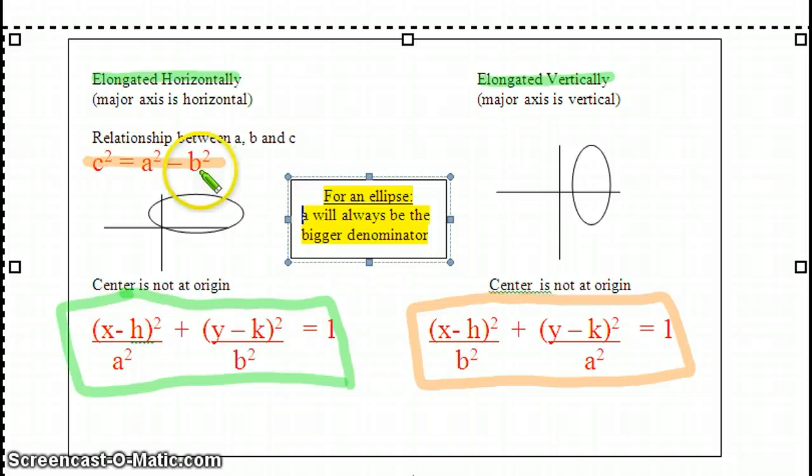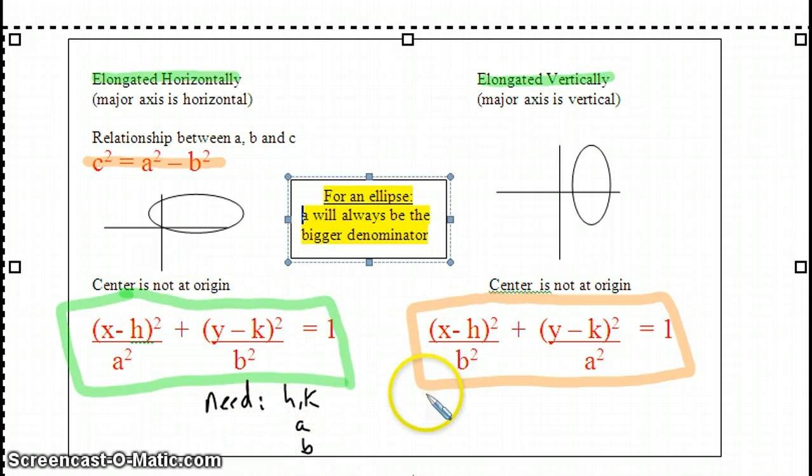So again, if you know, for example, C and A, you can use it to find B. Again, the things that you need to be able to graph or to write the equation, you're always going to need to know your HK. You're always going to need to know your A value and your B value. Once you know those three pieces of information, then you can plug them into either one of your equations to write the equation or to graph.